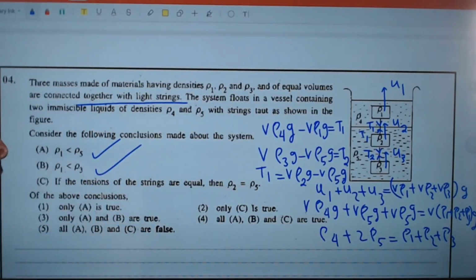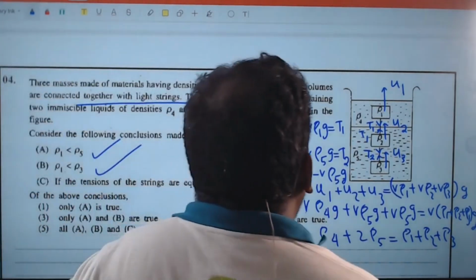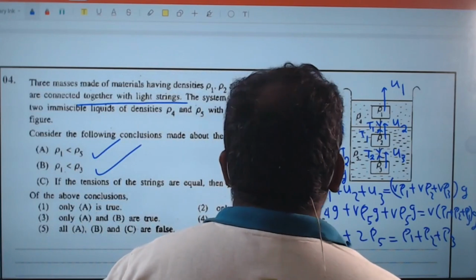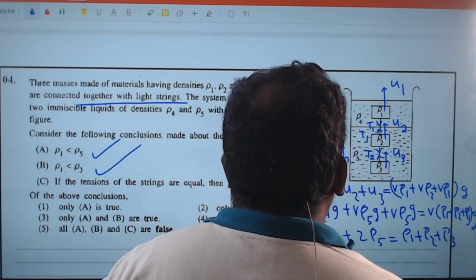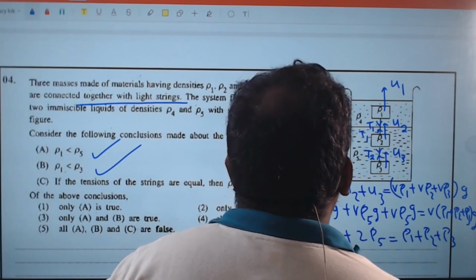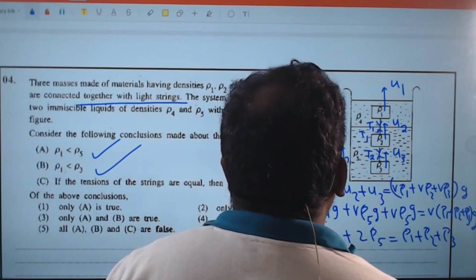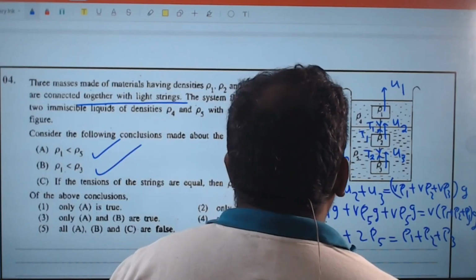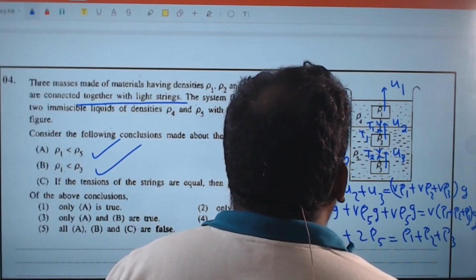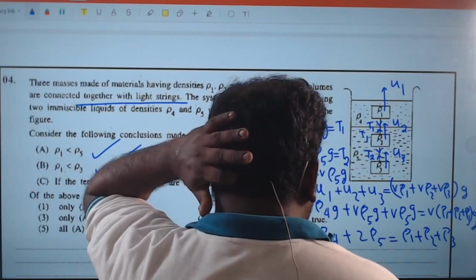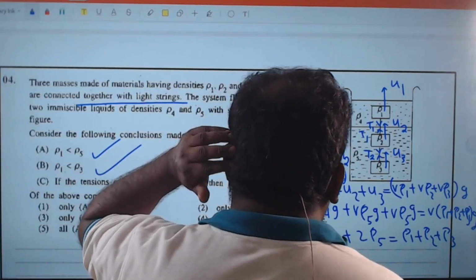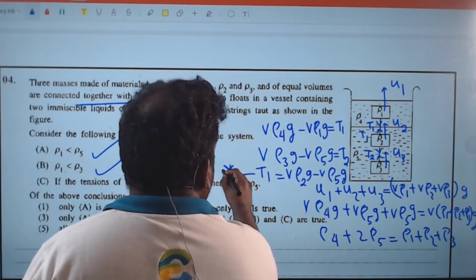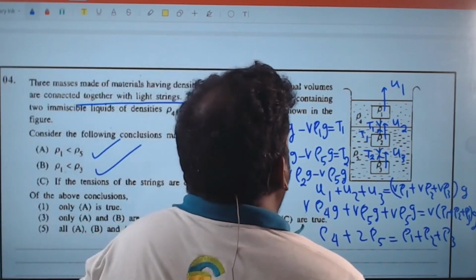If the tensions are equal, it means you can equate certain things, no? Rho 2 and rho 5. Tensions are equal. T1 equals T2. Rho 2 equals rho 5. So here you have V rho 2 G, V rho 5 G.